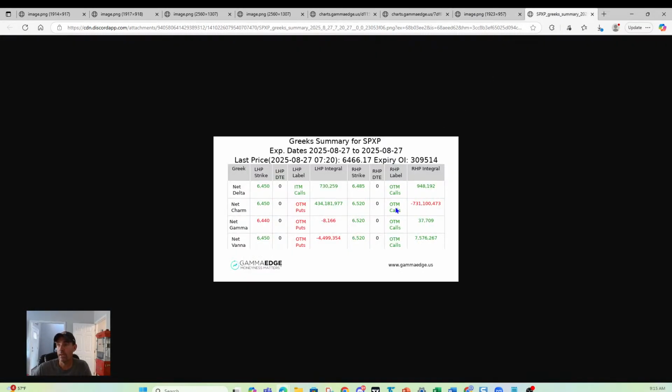Charm, overhead, out of the money calls. These are going to be an overhead weight at 65.20. Again, you look at the right hand plane integral. Those will continue to grow as long as we're below that strike. And then out of the money puts below us, 64.50 obviously matches the delta. Again, out of the money puts, those will continue to be supportive as long as we're above that level.